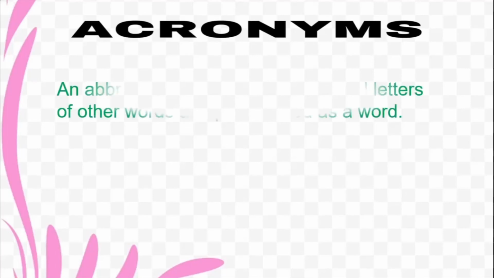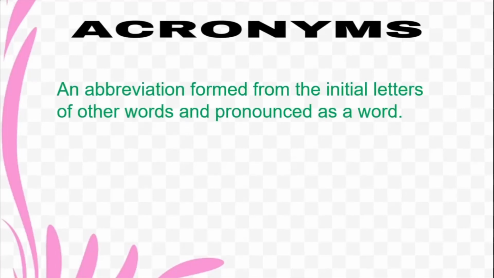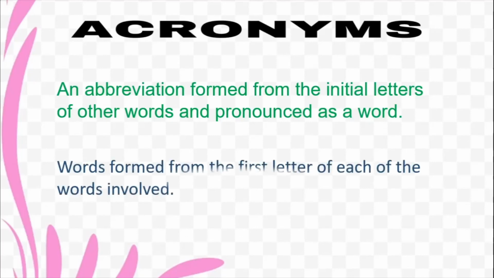That is acronyms. So there are two meanings of acronyms which you could think about. The first one is, it is an abbreviation formed from the initial letters of other words and it is pronounced as a word. So an abbreviation can be called an acronym, but this abbreviation is said as one single word. The next would be the words which are formed from the first letter of each of the words involved. So whatever words are there, you pick out the first letter and you arrange it and you form a new word. It might sound confusing. Let us look at some examples.